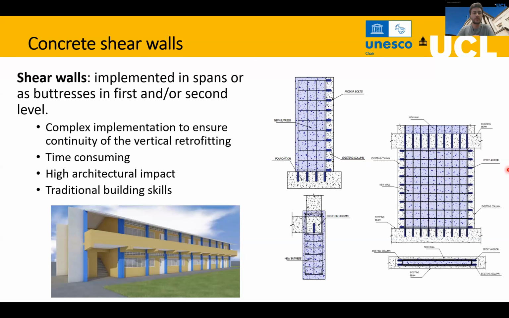In that sense, one of the most common approaches of this adding new elements approach is to add shear walls. This can be implemented in spans, as you can see in this picture, or you can implement it as buttresses in the exterior of the building. This implementation, of course, is easier in terms of you will not disrupt the functioning of the building. But in some cases, it's better to add them between spans, so the behavior will be better.